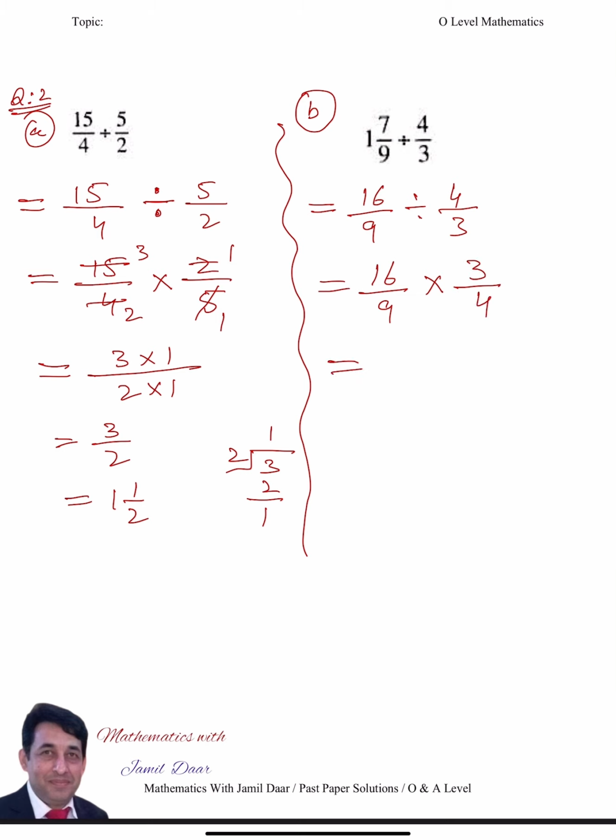Now we'll check for any cancellation between any numerator and any denominator. So we can see that 9 comes in the times table of 3 and 16 comes in the times table of 4. So we can cancel: 3 ones are 3, 3 threes are 9, 4 ones are 4, 4 fours are 16. So 4 times 1 over 3 times 1, and this will become 4 over 3.